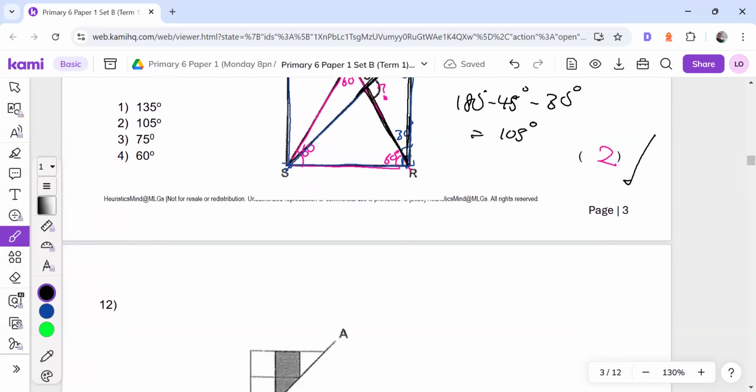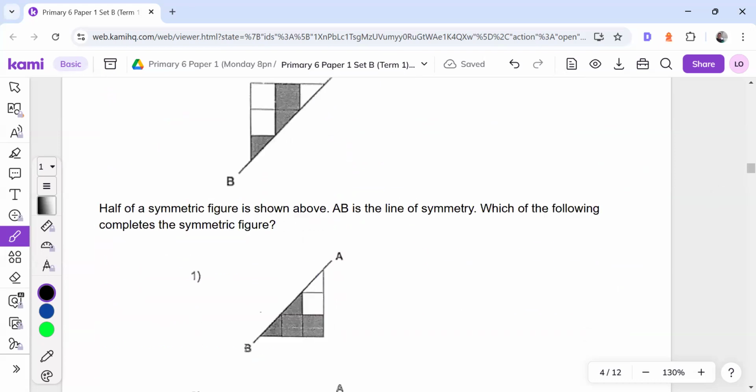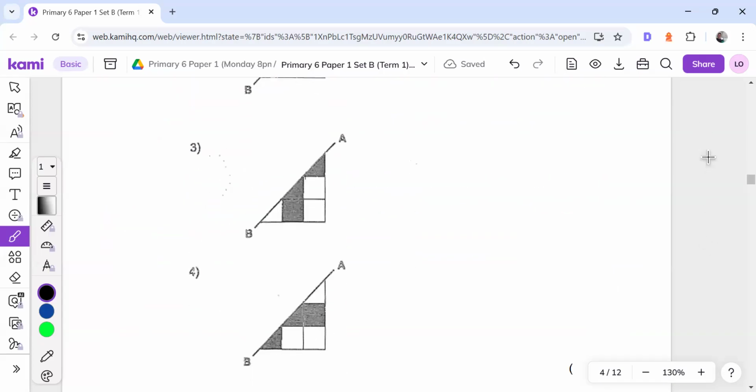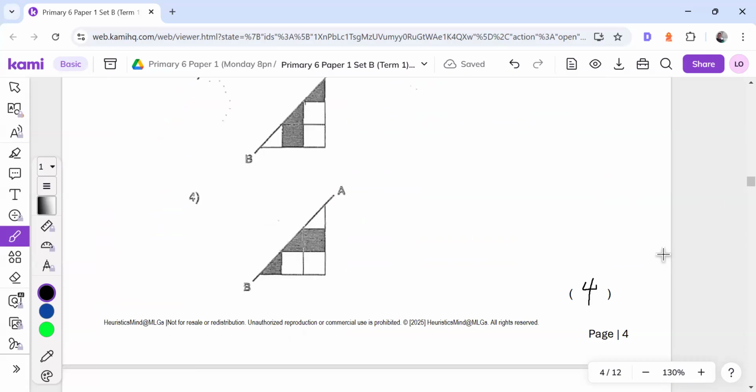Okay, let's go to the next one. Question 12. Question 12. All right. What's the answer for question 12? Now, question 12, the answer is number 4. And then you tell Mr. Long you don't know how to do it because it looks hard.